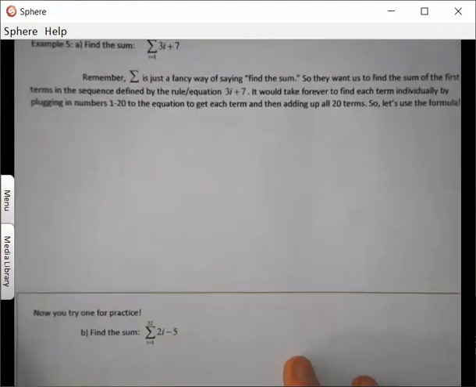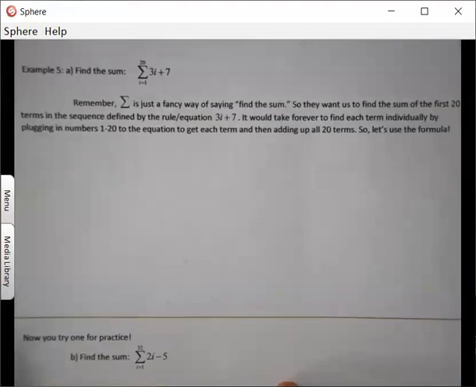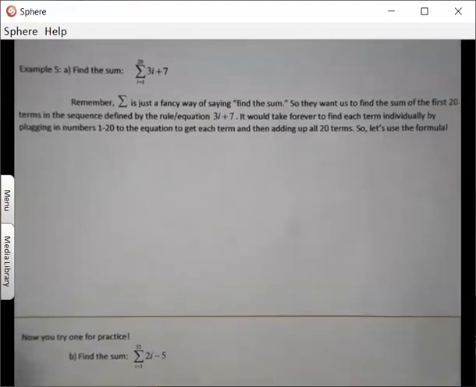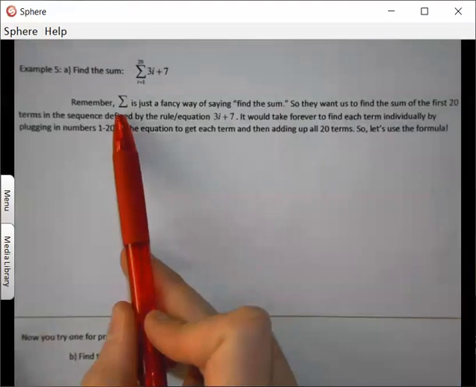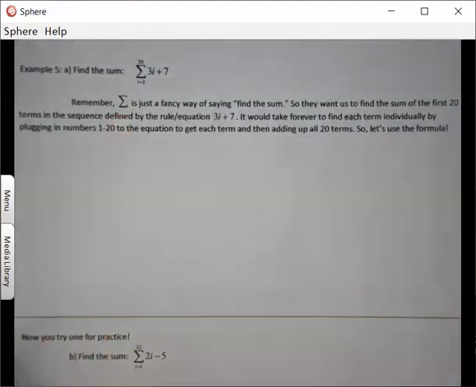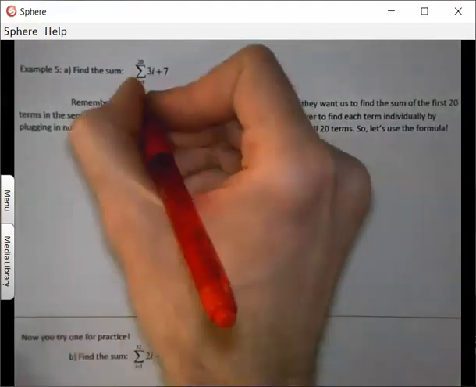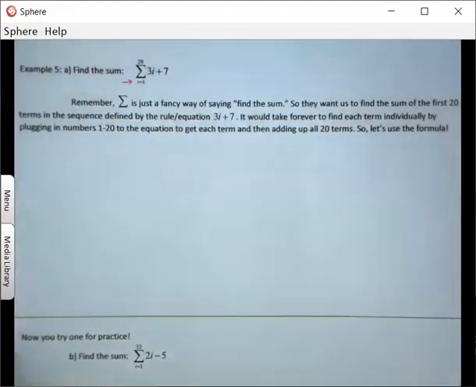Right, let's do an example. Now, for our example, we're going to have a new notation. So this symbol here is sigma. Sigma is just a fancy way to say find the sum. And then we'll be given the number of terms, like from where in the sequence to how far. Right? So here it says from the first term to the 20th term. So we want to find the sum of the first 20 terms.